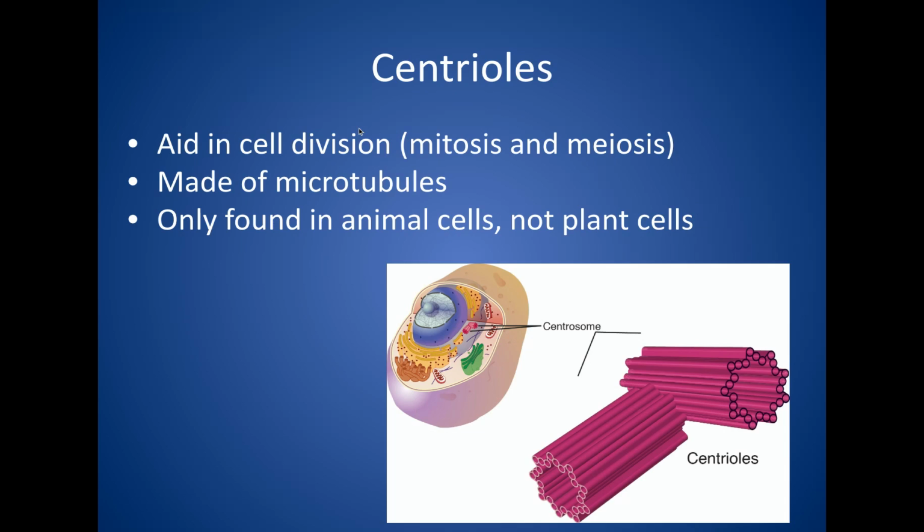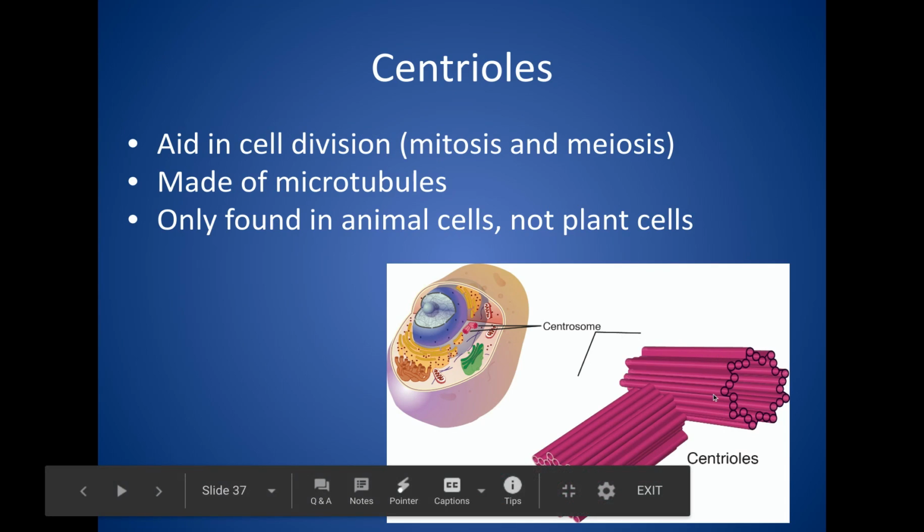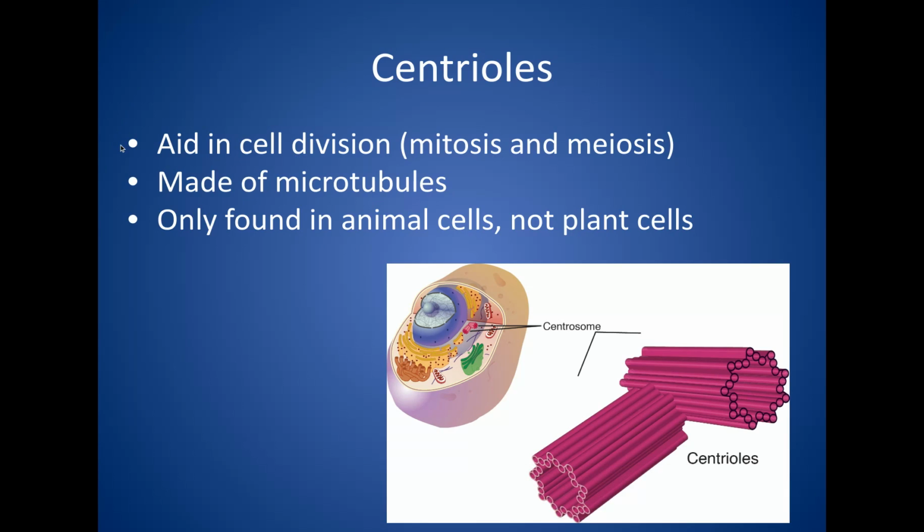Centrioles are organelles that look like clusters of coffee straws almost. And really all that you need to know right now about centrioles is that they aid in cell division. There's two types of cell divisions that happen in eukaryotic cells. One is called mitosis, and that's the story of how new body cells are made, like liver cells and kidney cells and skin cells. And then there's a cell division called meiosis, which is the story of how sex cells are produced, such as sperm cells and egg cells. You only find centrioles in animal cells, not in plant cells.